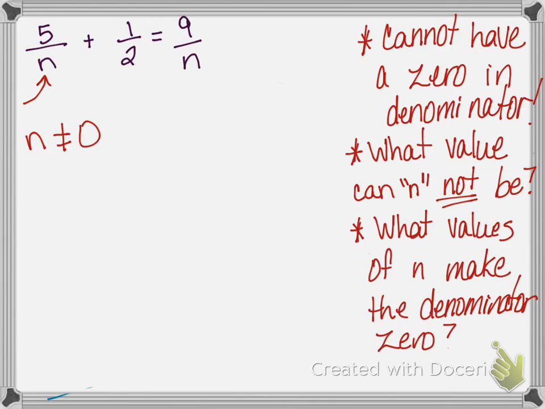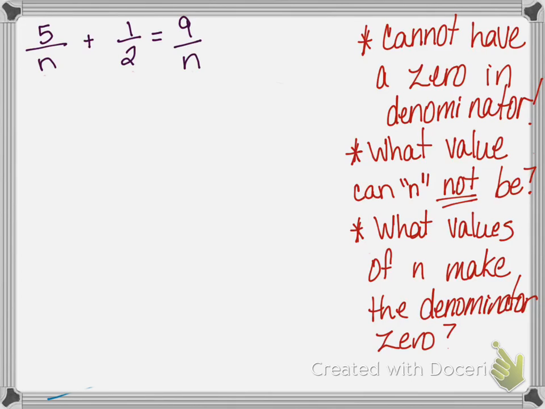Now, n can't be 0 here, and n can't be 0 here. Okay? Do I have n in this denominator? No, so I don't have to worry about that denominator because I don't have a variable in it. So we have to think about what values of n make the denominator 0, and if we get that as an answer, we have to throw those values out. So we have to keep that and remember that as we are solving these problems. So here we go.